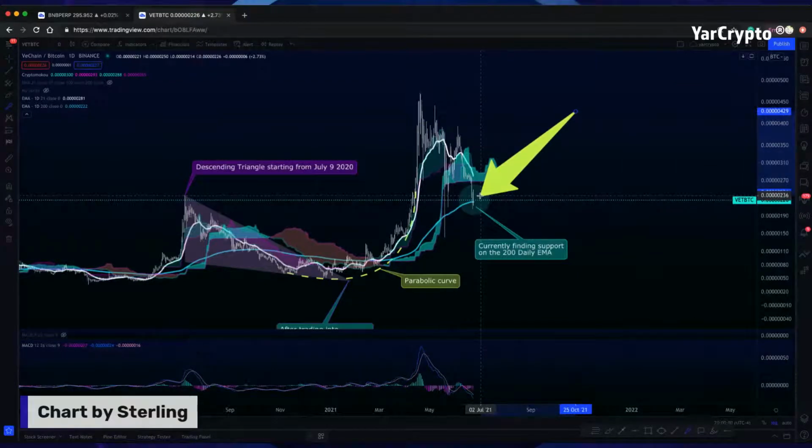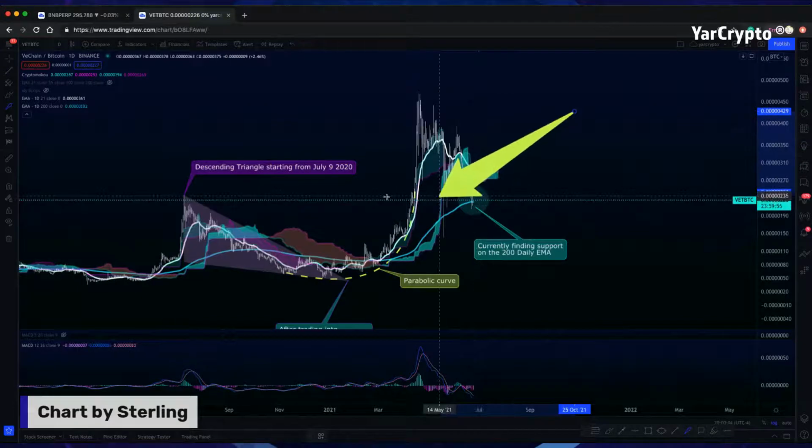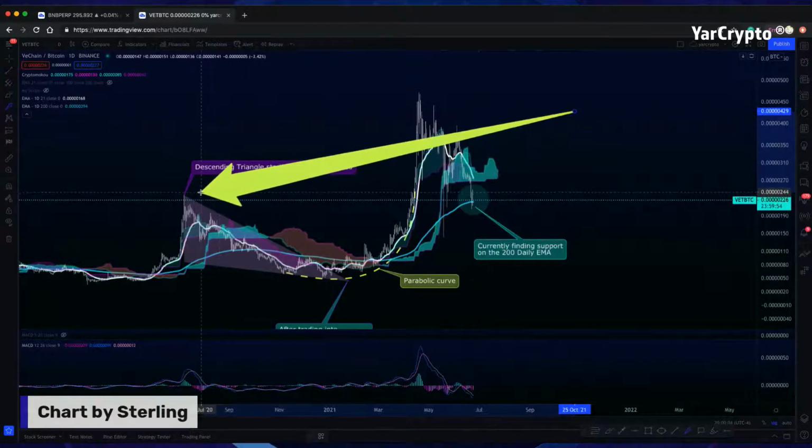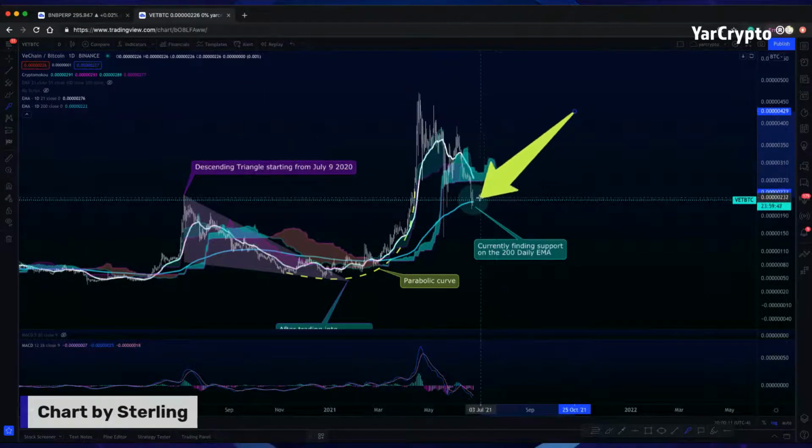And guess what, guys? This support level right here is a resistance level from last year that we couldn't break through. We never broke through. And if we could find support right here on this level of this 200 daily EMA ribbon, we are flipping that zone that was once resistance into a new support level for this market right here, guys.